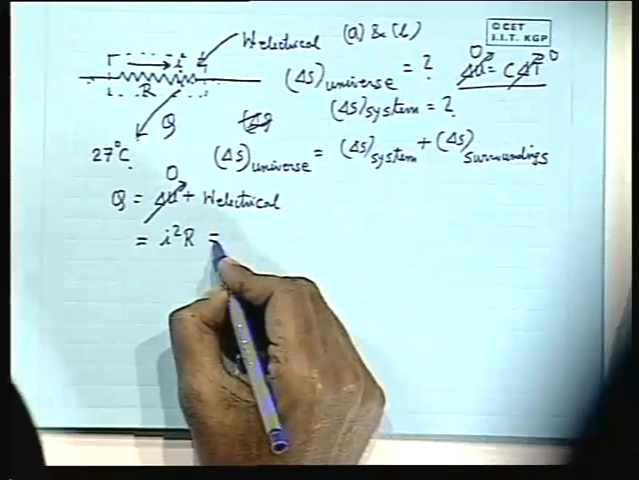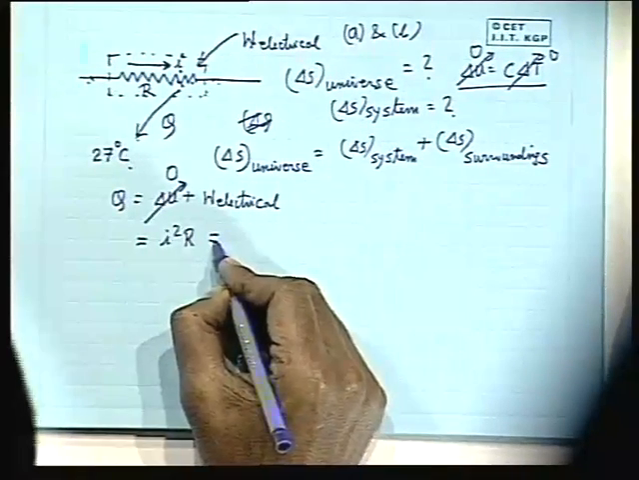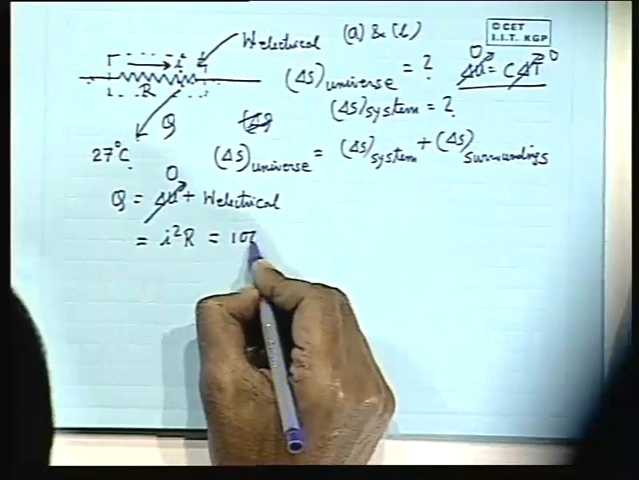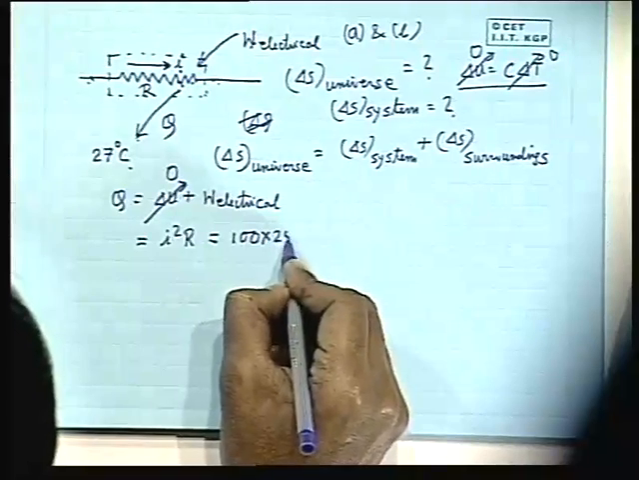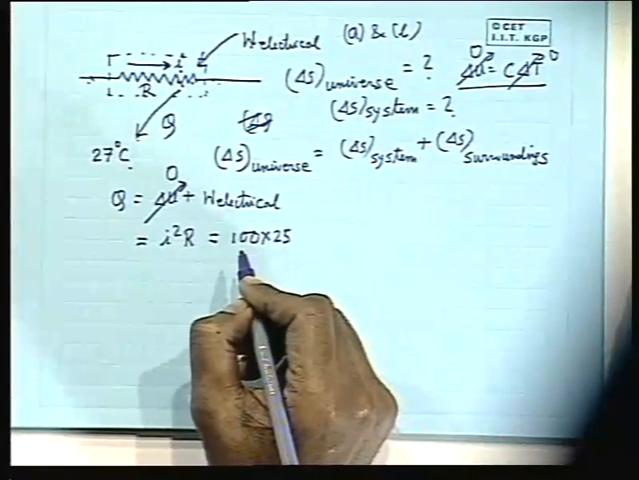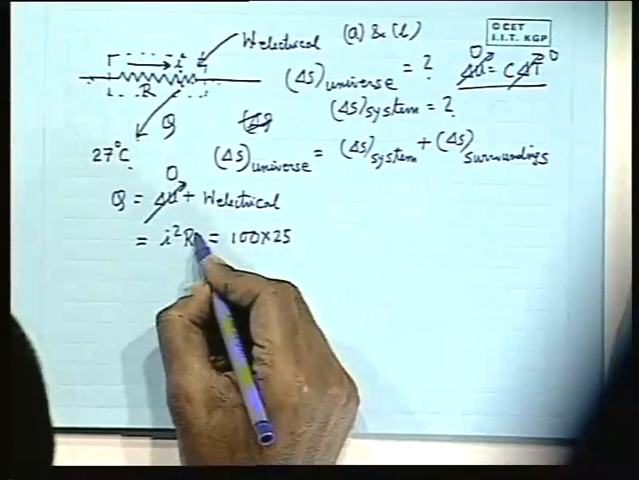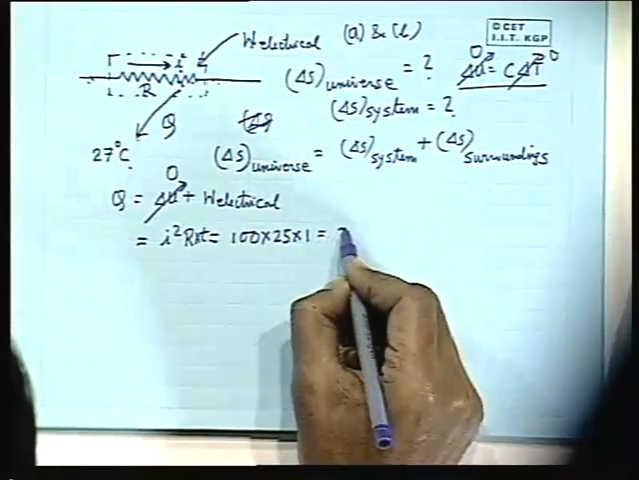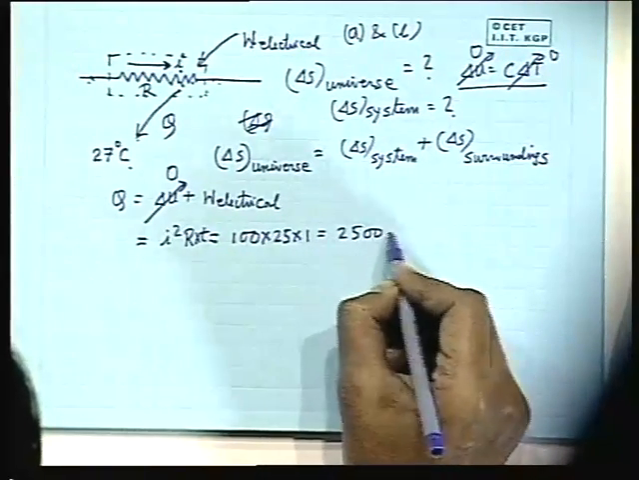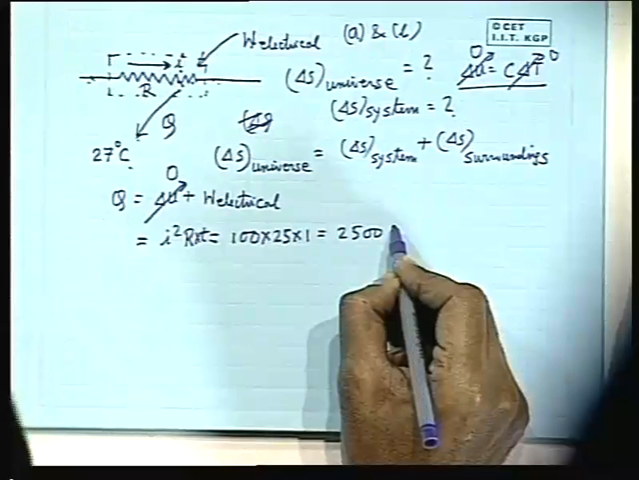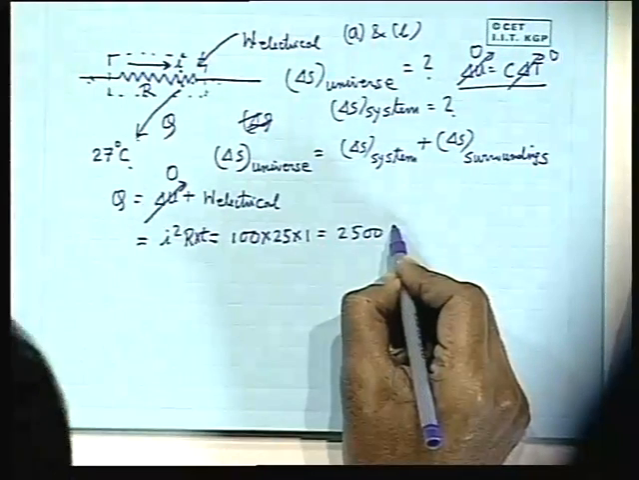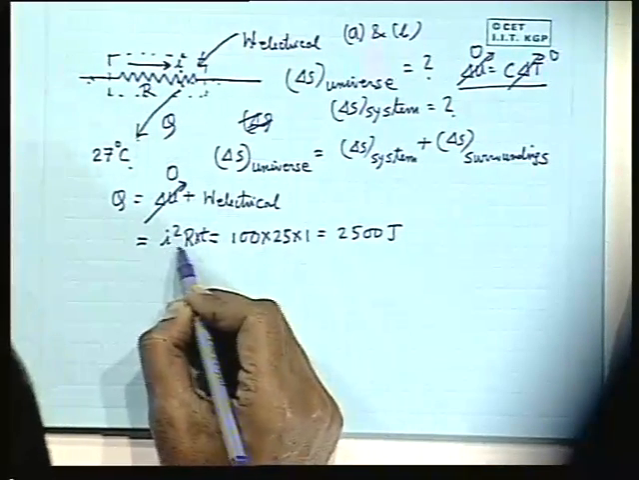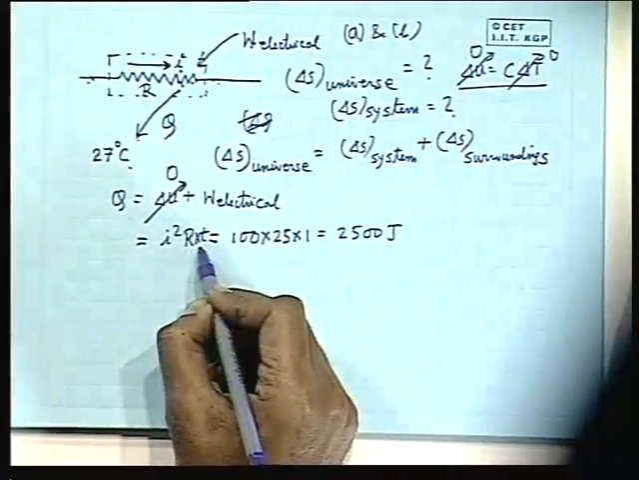So this becomes equal to what? This becomes 10 amperes, that means 100 into 25. Very good. 25. What is the unit of it? It is I square R t joule, where I is in amperes, R is in ohms, t is the duration.